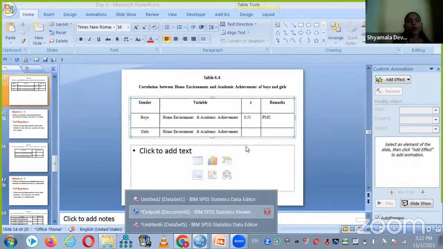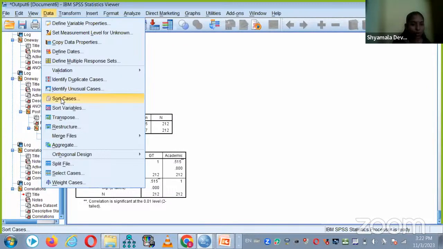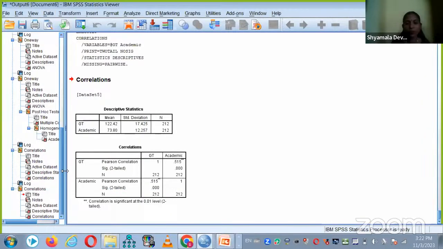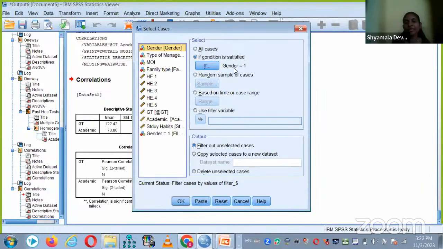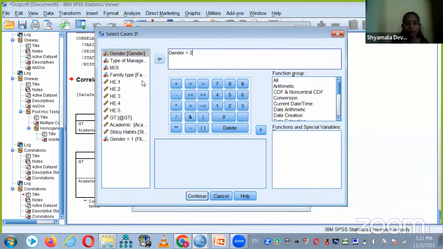Similarly, now I'm going to do it for girls. Again, go to Data. Because for gender we have given 1, next I have to give 2 in place of 1. So continue, okay, and then go to Analyze, Correlate, Bivariate.